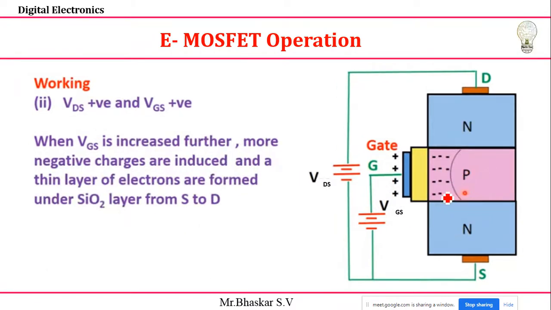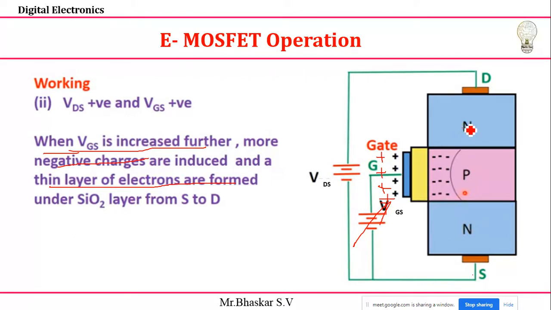Next, see that when VGS is increased further, more negative charges are induced and a thin layer of electrons is formed. Still I'm going to increase my VGS value. If the positive voltage continuously increases, then the negative charges also keep increasing, because positive and negative attract. So when VGS is increased further, more negative charges are induced, and a thin layer of electrons is formed under the silicon dioxide layer, from source to drain.